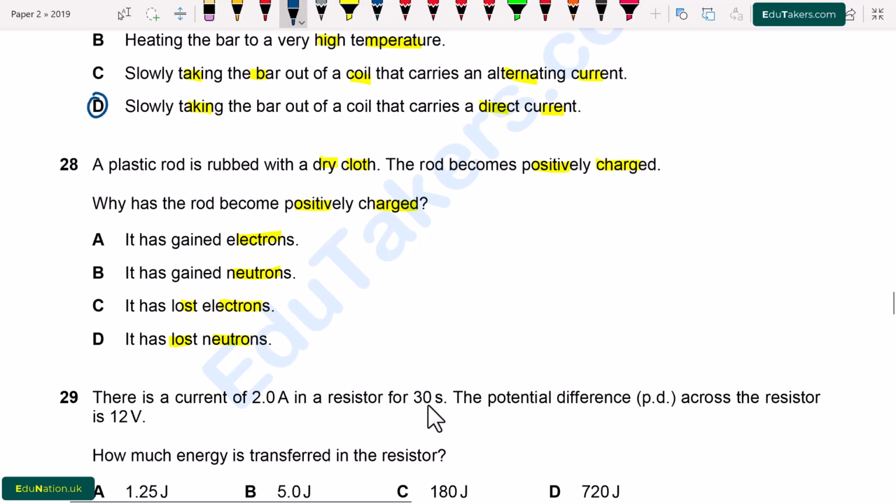So first of all, the rod becomes positively charged. It means that there will be the removal of electrons. The rod has lost electrons. So option C is correct.